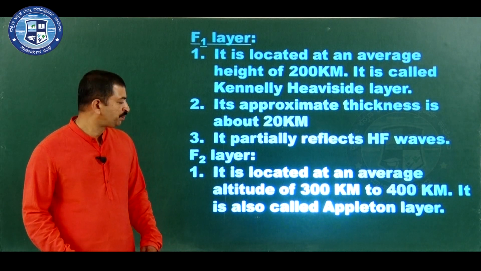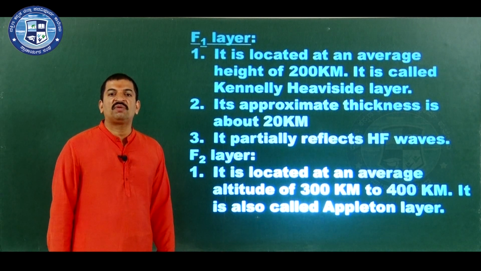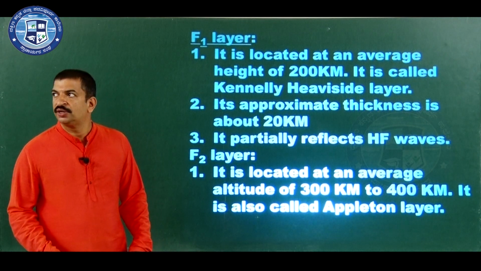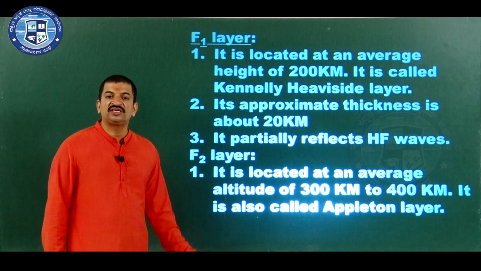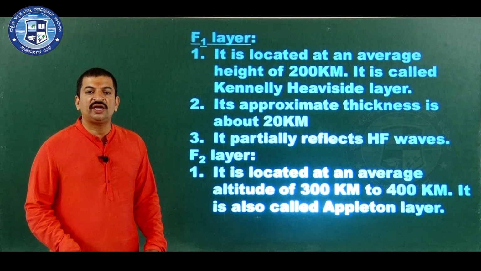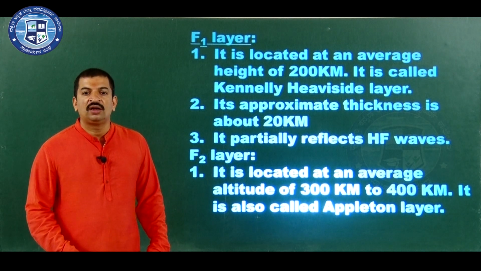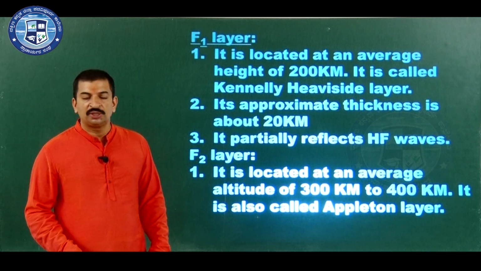The F2 layer is one of the important reflecting media for the propagation of high frequency waves. The F2 layer, its height, the ionization density, everything keeps on varying from time to time, day to day, month to month and year to year. It all depends upon the amount of solar radiation that the earth atmosphere receives from the sun.